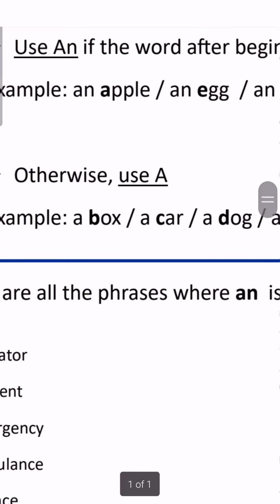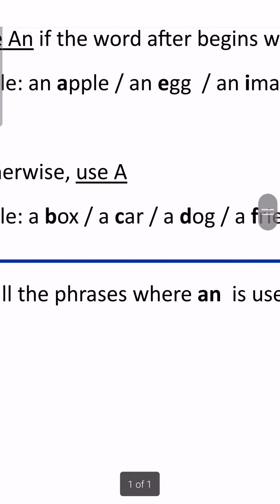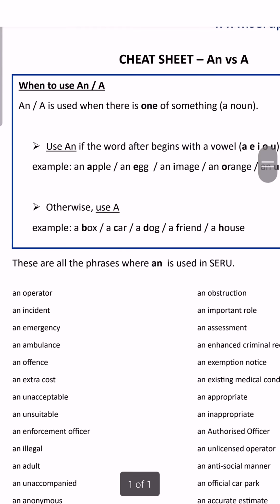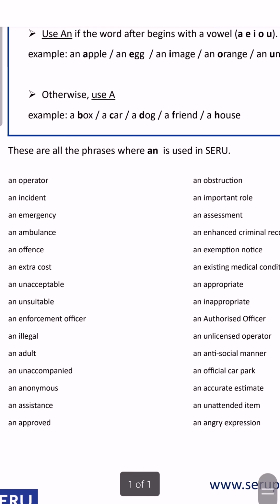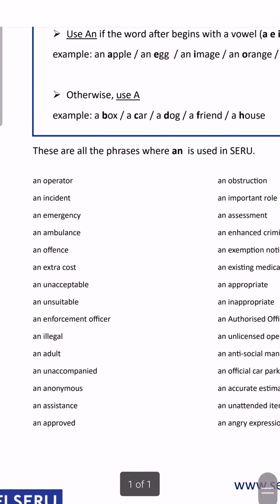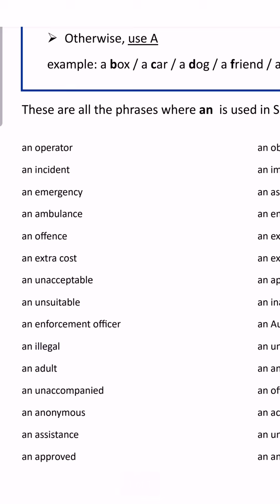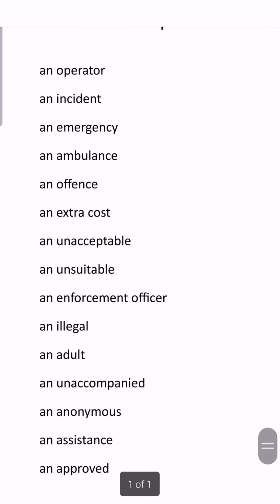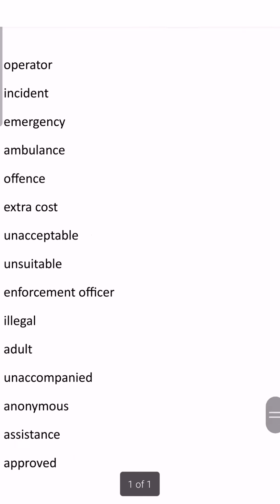If it doesn't begin with a vowel, for example, a box, a car, a dog, a friend, a house, we simply use "a". Here is a list of all of the instances in the handbook that can come up in the fill-in-the-blank questions, where we have an operator, an incident, an emergency, an ambulance, and so on.